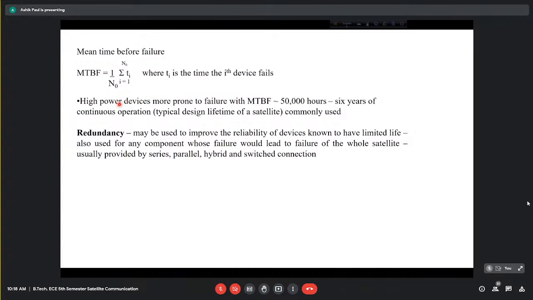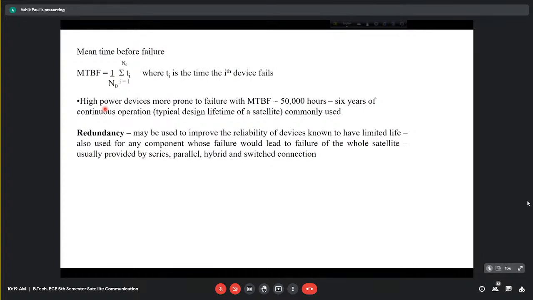So one thing that we are familiar with is the fact that high power devices are more prone to failure. Typically you can expect a mean time before failure of 50,000 hours, which is close to 6 years of continuous operation of a satellite. That is the kind of value of MTBF that we commonly expect.